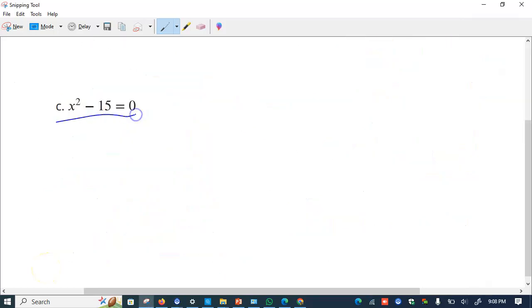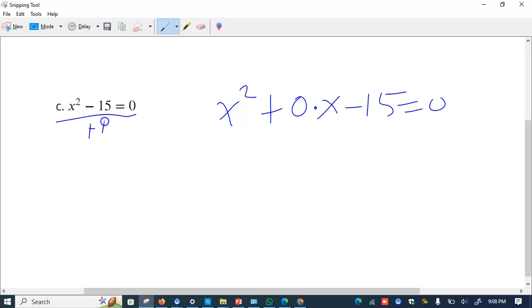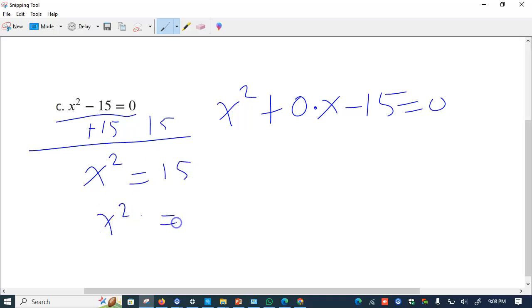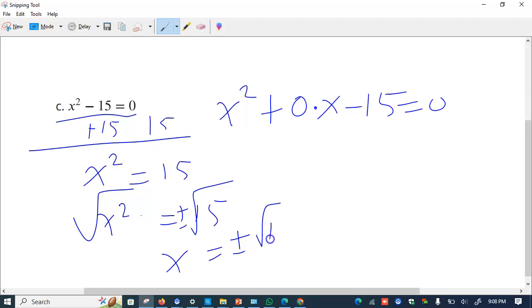Any question like this, you see there's a middle term, the linear term, which is missing here. In such cases, all you do is add 15, it's like a square root method. So you add 15 both sides, you get x squared is 15, and then you take the square root, but here you have to put plus or minus. So you get x equals plus or minus square root of 15. So your answer is plus root 15 and also minus.